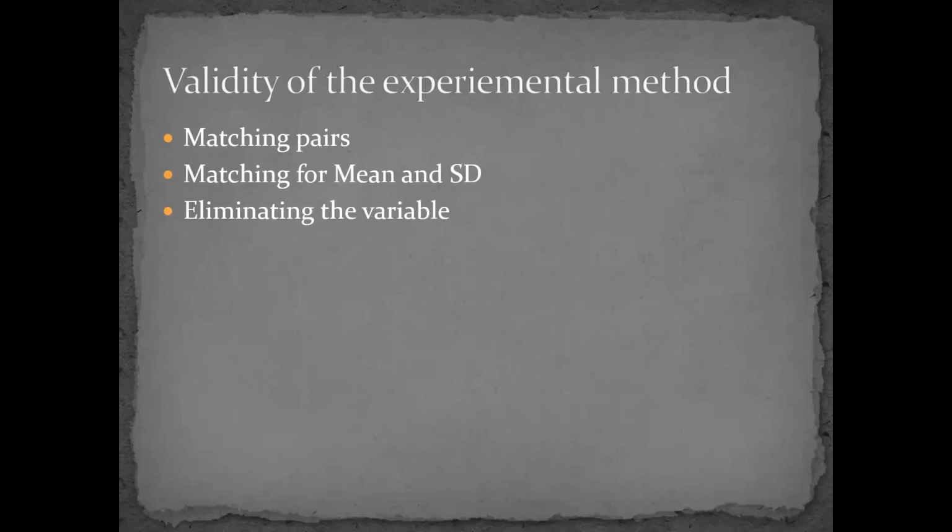So matching pair, as I said: 2 students who got 90, one will be given to one group, another student will be given to the other group, so that both groups are equal and your experiment will be valid. So a 90 and a 91 student, one to the experimental group, another to the control group.